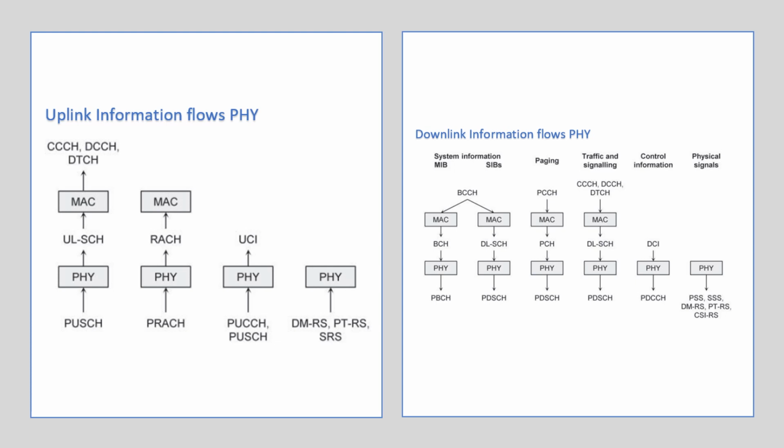Now as for the physical signals, the PSS and SSS help the mobile to acquire a new cell by transmitting information such as the physical cell identity. The demodulation reference signal, DMRS, is an amplitude and phase reference that helps the receiver to demodulate the incoming signal, while the PTRS, that is the phase tracking reference signal, supports that process by helping the receiver to compensate for timing jitter at higher carrier frequencies.